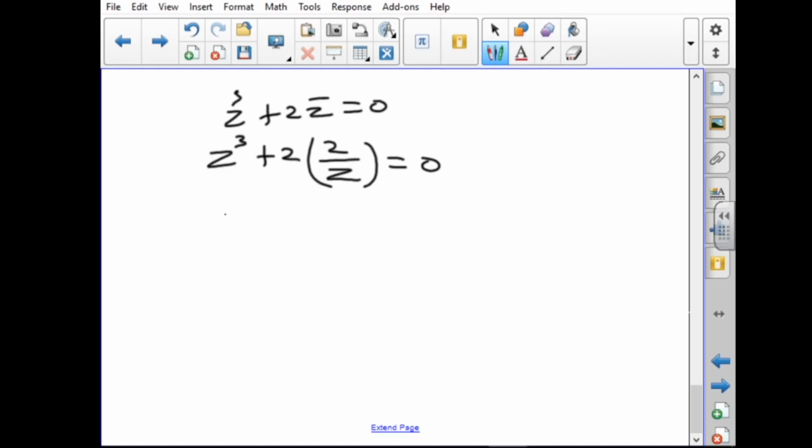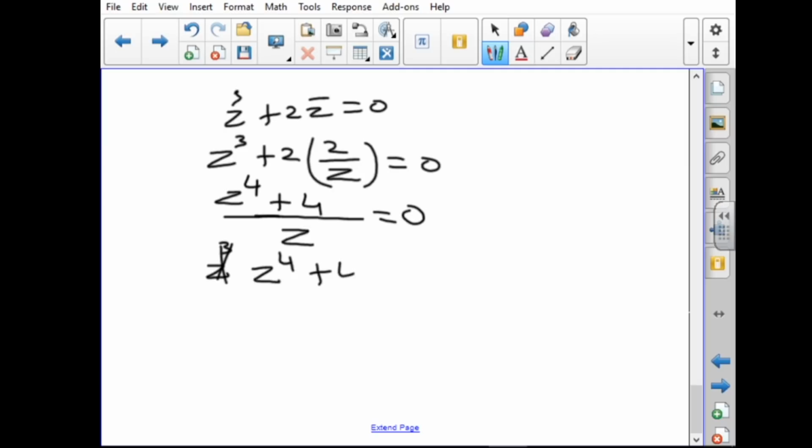Now, taking LCM, what is LCM? Z. So, this becomes Z power 4 plus 4 by Z is equal to 0. So, we get Z power 4 plus 4 is equal to 0, because cross multiplying, this Z becomes 0. So, Z power 4 plus 4 is equal to 0. This is an equation of power 4, or degree 4.